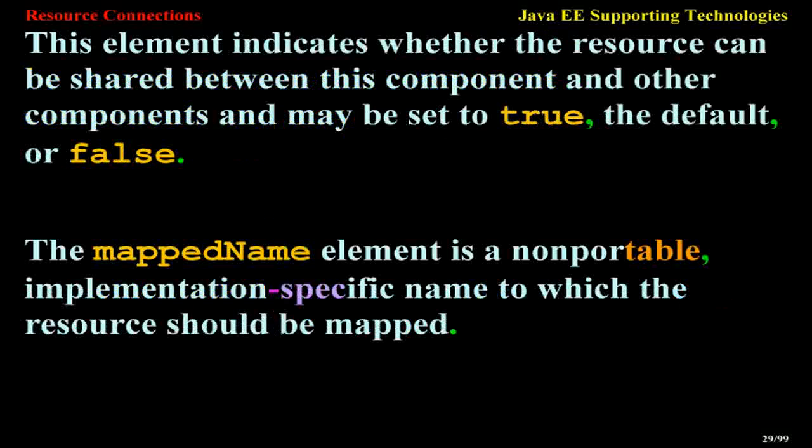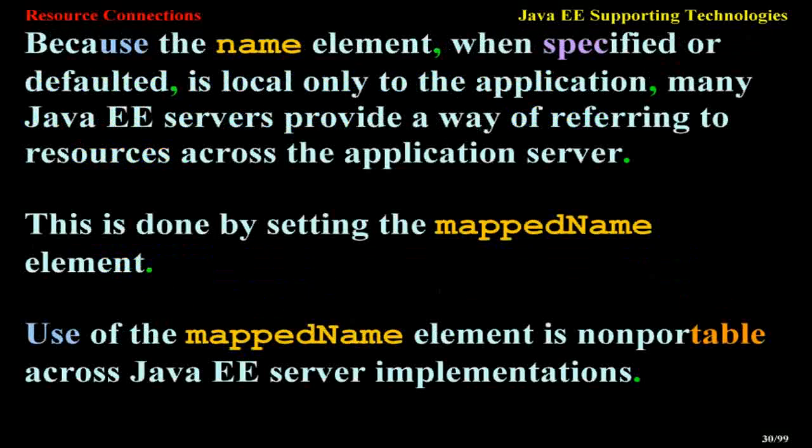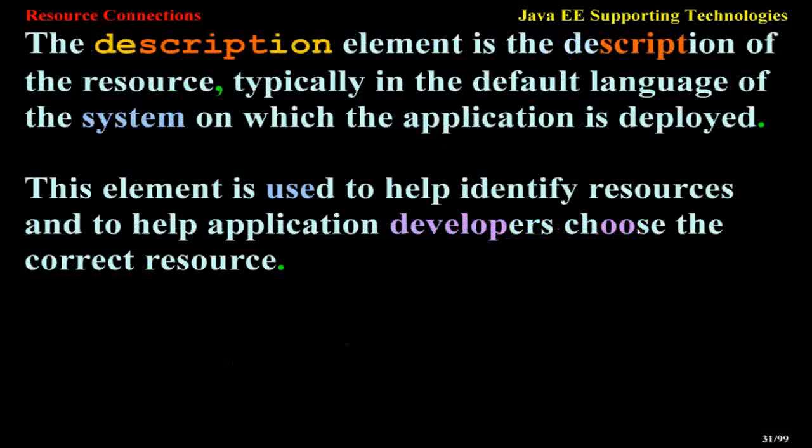The mappedName element is a non-portable, implementation-specific name to which the resource should be mapped. Because the name element, when specified or defaulted, is local only to the application, many Java EE servers provide a way of referring to resources across the application server. This is done by setting the mappedName element. Use of the mappedName element is non-portable across Java EE server implementations. The description element is the description of the resource, typically in the default language of the system on which the application is deployed. This element is used to help identify resources and to help application developers choose the correct resource.